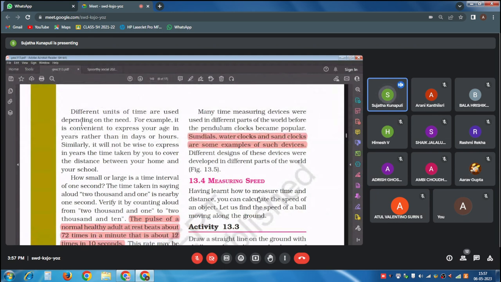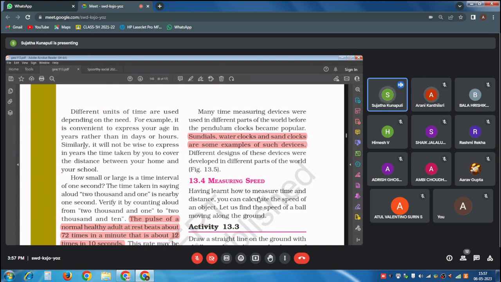Different units of time are used depending on the need. For example, it is convenient to express your age in years rather than in days or hours. If you want to tell your age, you will express it in years only, not in days or hours. 10 years, 11 years. So we will represent our age through years only.